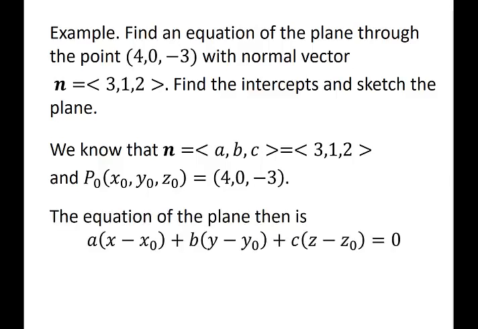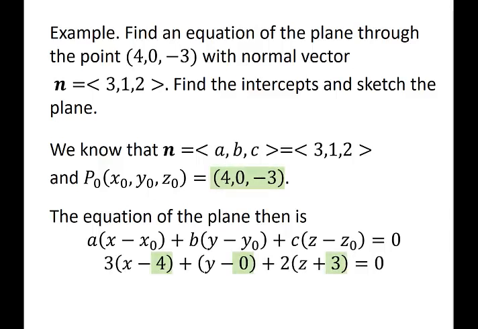So let's write down our basic equation of a plane. We're going to replace x naught, y naught, z naught with our point (4, 0, -3) and replace our normal vector a, b, c with the vector <3, 1, 2>. So our equation of the plane becomes 3 times (x - 4) + (y - 0) + 2 times (z + 3) = 0. Now we can leave it like this, but it's probably a little more appealing to the eye to clean it up a little bit.